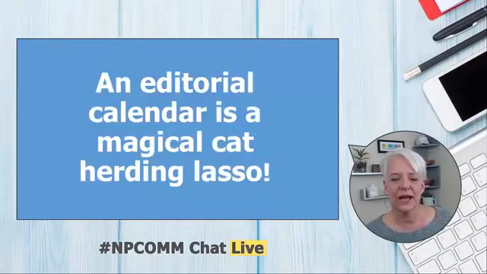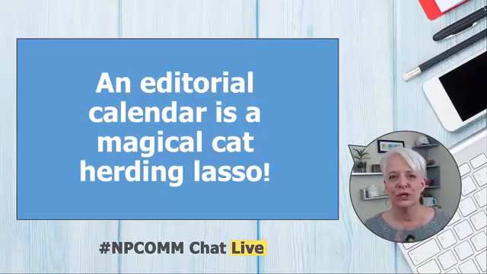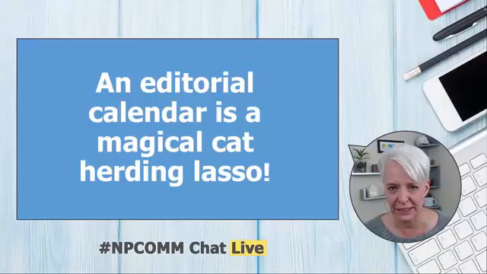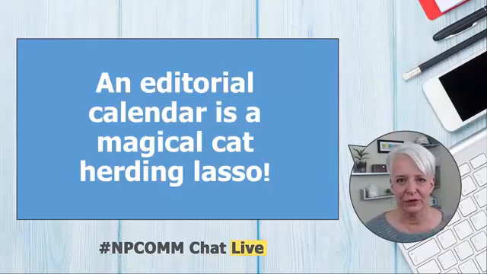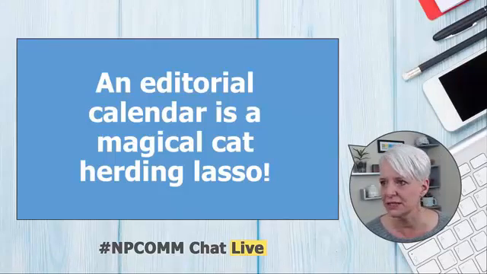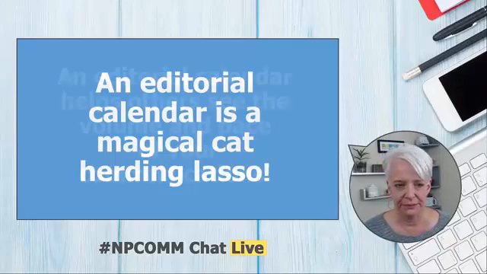I think of an editorial calendar as a magical cat herding lasso, because that's all you do all day when you're a communications director: herd cats. The employees and coworkers you work with are cats. Your boss is a cat. The vendors you work with are cats. Facebook is a cat. The algorithm is a cat. So you have all kinds of cats. Stuff is changing constantly on you, and you are just running around chasing everybody. That is a recipe for a real lack of job satisfaction and not wanting to stay in the sector. And we want you to stay in the sector. So we need to get you the magical cat herding lasso, and that is your editorial calendar.